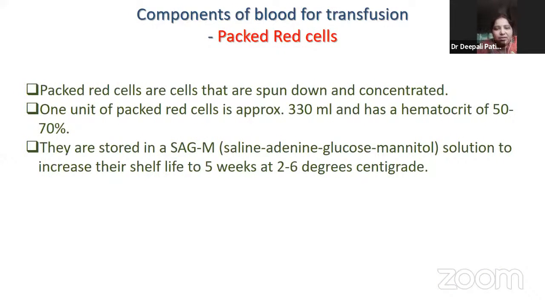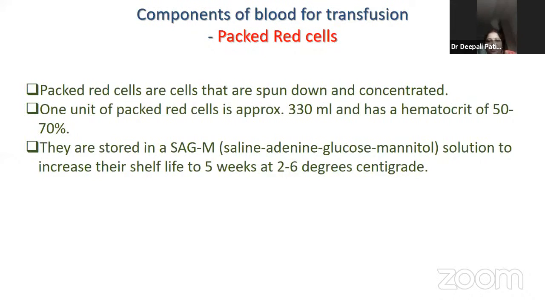Next component is packed red cells. Packed red cells are the cells that are spun down and concentrated. 1 unit of packed red cell is approximately 330 ml and has a hematocrit of 50 to 70%. They are stored in SAGM, that is saline adenine glucose mannitol solution, to increase their shelf life to 5 weeks at 2 to 6 degrees centigrade.